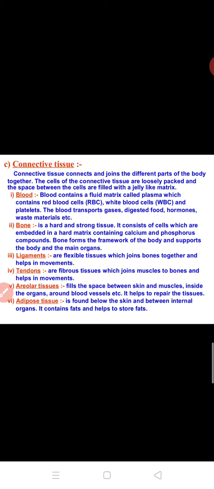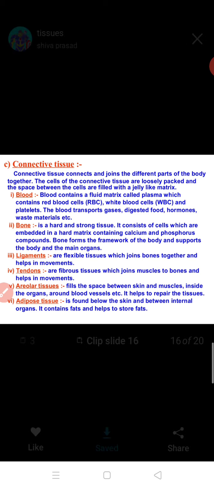Now let us look at this type of tissue in some more detail. The cells of connective tissues are loosely spaced and embedded in an intercellular matrix. See this figure number 6.10.